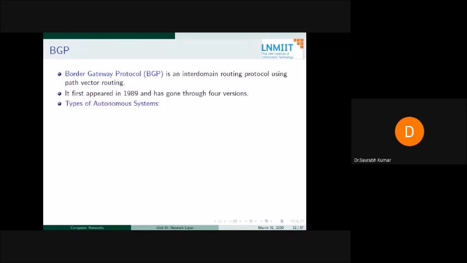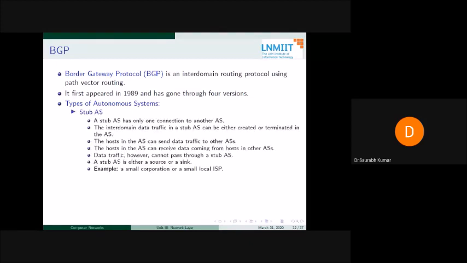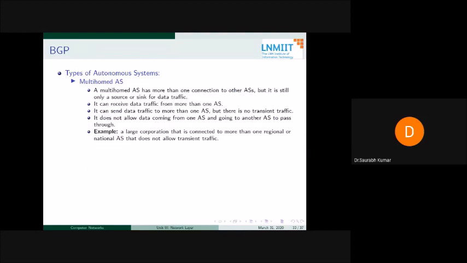Now in BGP, there are 3 types of autonomous systems. First is the stub autonomous system. As we have already seen what a stub link is, in case of a stub autonomous system, it has only one connection to another autonomous system. It could be one small corporation or a small local ISP. So a local ISP will be connected to another regional ISP, something like that. If it is not getting connected to more than other local ISPs, in that case, it will be considered a stub autonomous system.